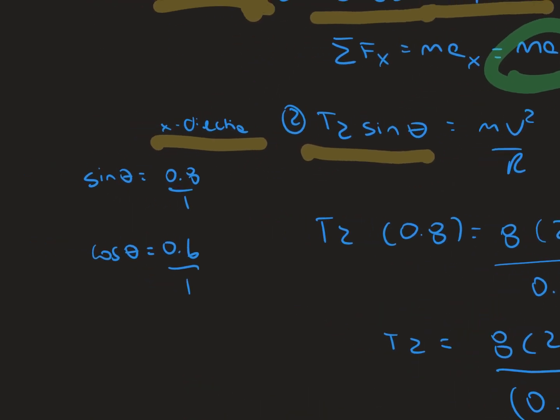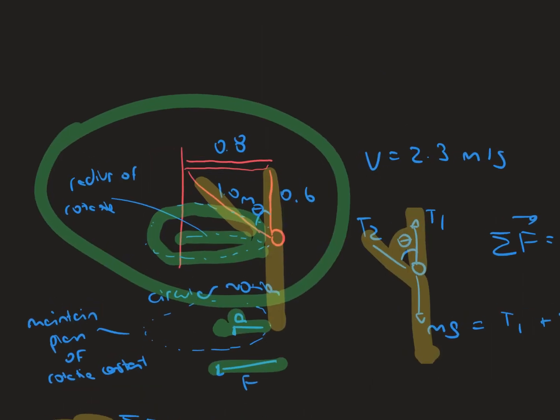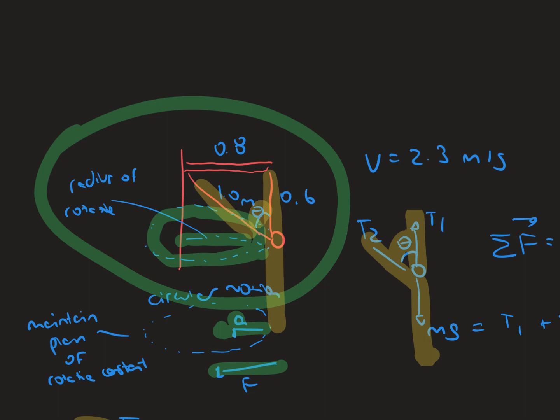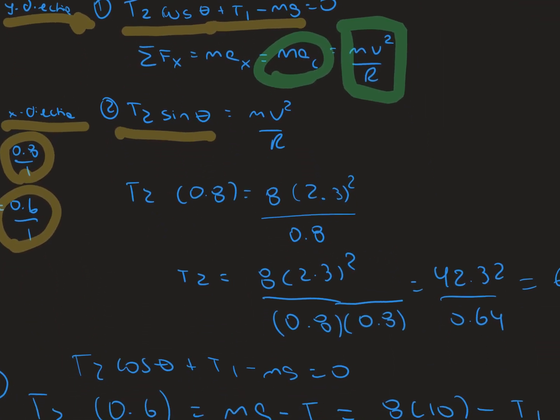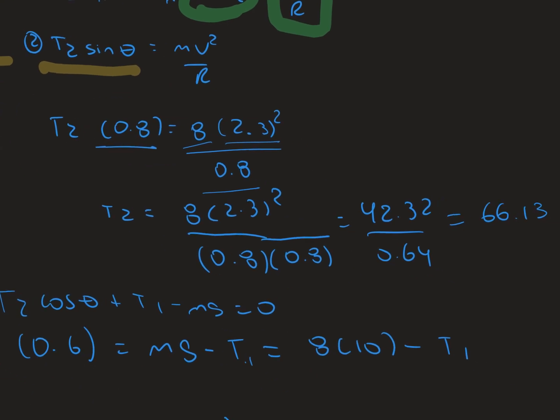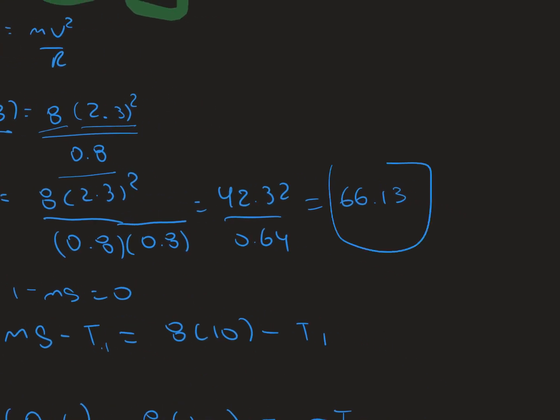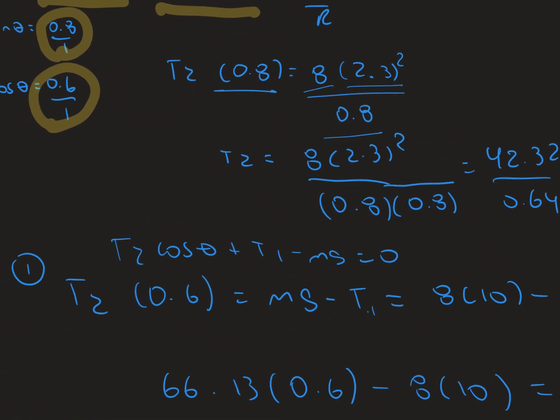Now sine of theta is going to be 0.8 divided by 1, and cosine of theta 0.6 divided by 1, based on the graph. So this is the angle, opposite, adjacent, and 1.0 is going to be the hypotenuse. So as we do that, let's first find T2. We know sine of theta is 0.8, we know the mass, the velocity, and the radius. As we do that, we get a value of 66.13 for tension 2.